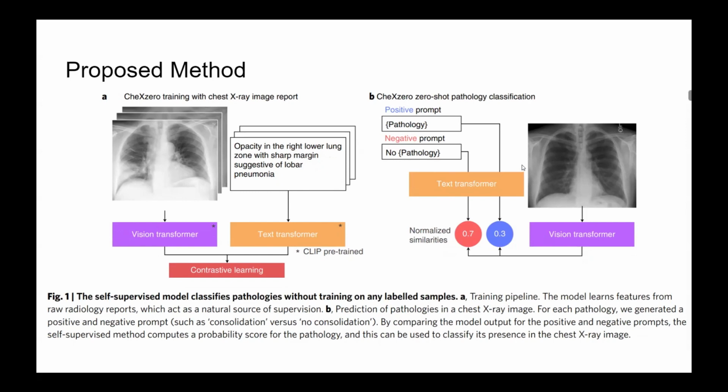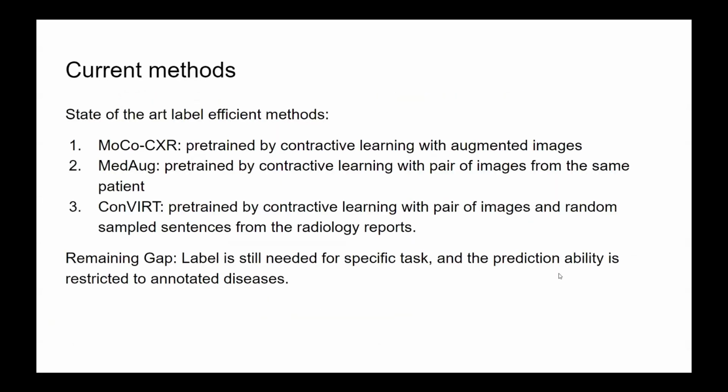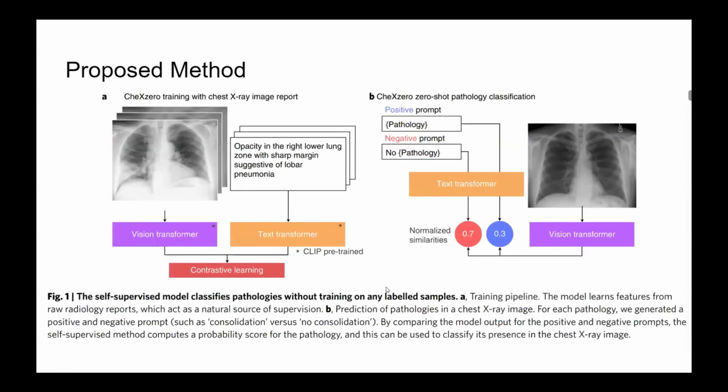And the good part of this classification framework is that they overcome the problem that previous prediction ability is restricted to annotated diseases or some specific diseases. With this classification framework, you can provide any kind of classification task through the text prompt.